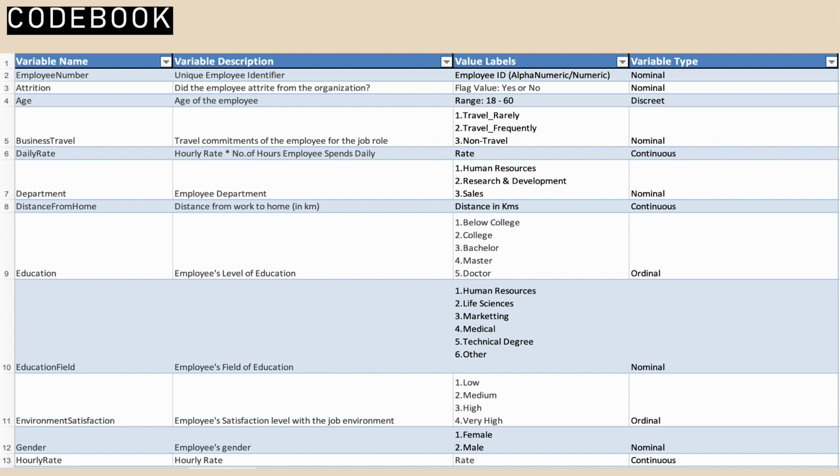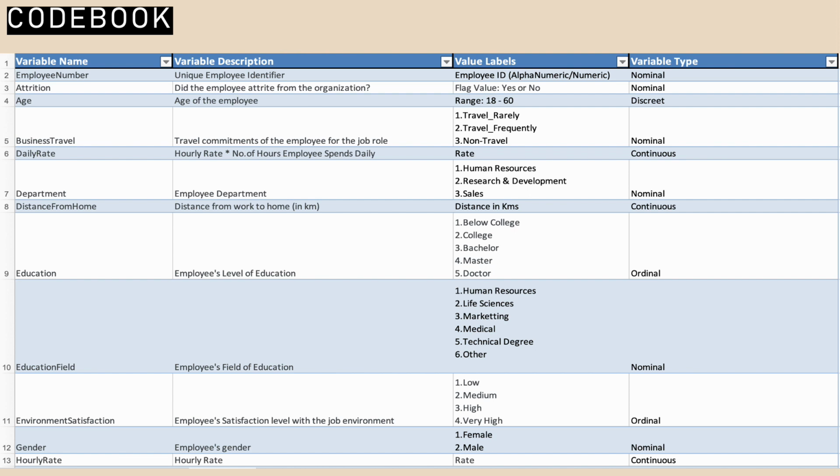Then we have business travel, which is the travel commitments of the employee for that particular job role. We have three values here: travel rarely, travel frequently, non-travel, which are nominal in nature. Then we have daily rate. So daily rate is based on the hourly rate of the employee multiplied by the number of hours that the employee spends daily, and it is a continuous variable type. Then we have department, which is the employee's department, and it is nominal in nature. It has three values: human resources, research and development, and sales.